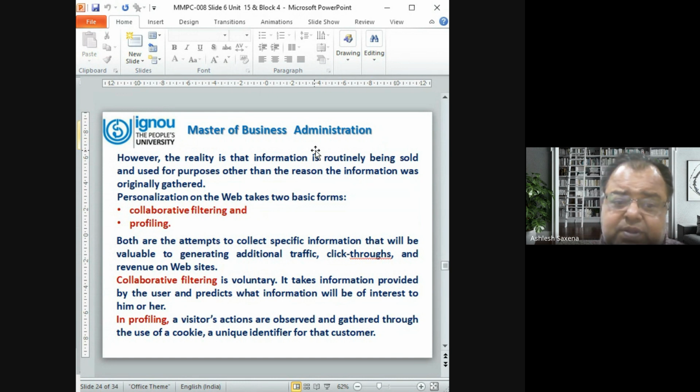Personalization on the web takes place in two basic forms: collaborative filtering and profiling. Both are attempts to collect specific information that will be valuable to generating additional traffic, click-throughs, and revenue on websites. Collaborative filtering is voluntary. It takes information provided by the user and predicts what information will be of interest to him or her. In profiling, a visitor's actions are observed and gathered through the use of a cookie, a unique identifier for that customer.